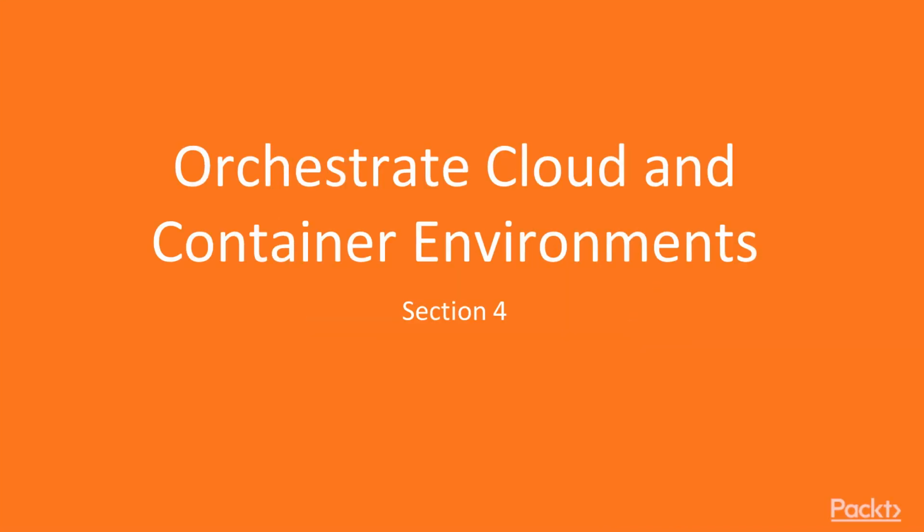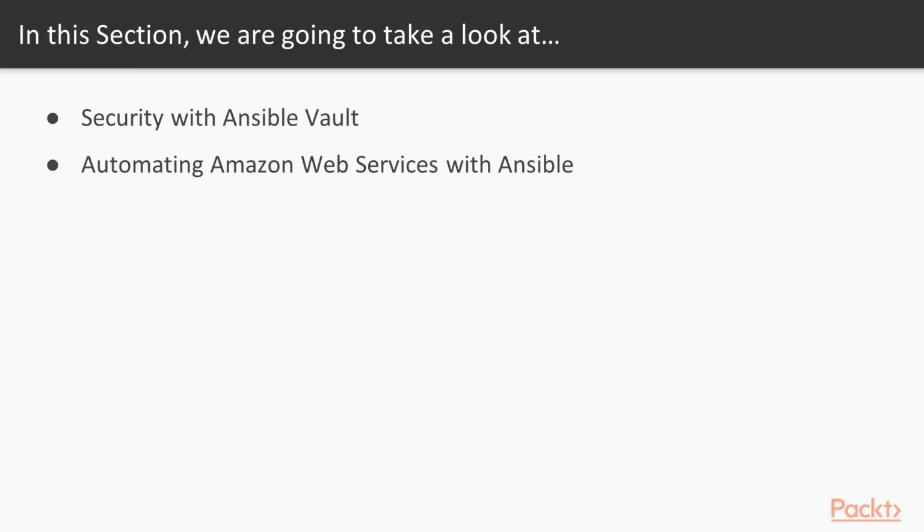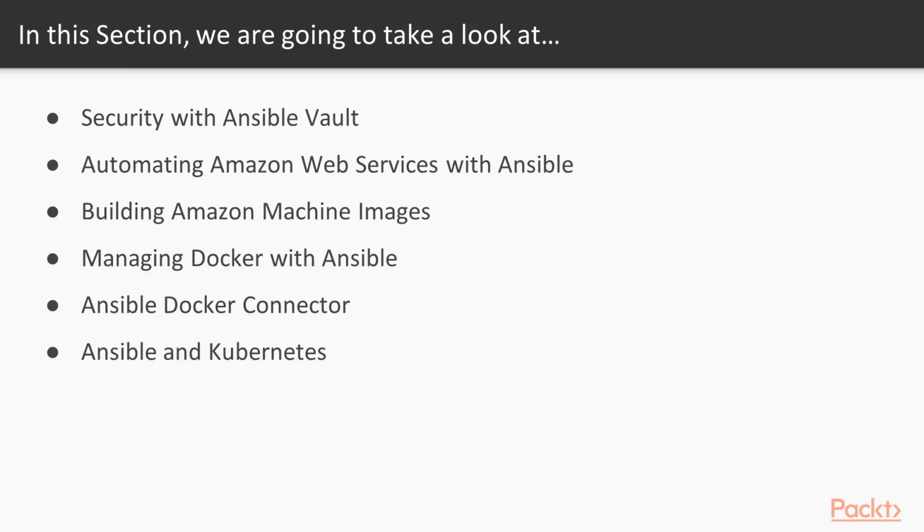Hello, this is section 4, Orchestrate Cloud and Container Environments. In this section, we will look at security with Ansible Vault, automating Amazon Web Services with Ansible, building Amazon machine images, managing Docker with Ansible, Ansible Docker Connector, and Ansible and Kubernetes.